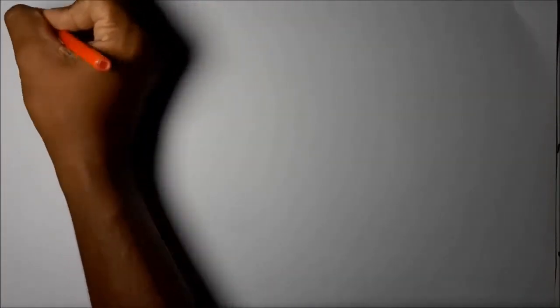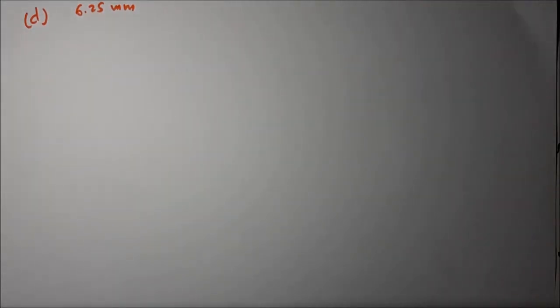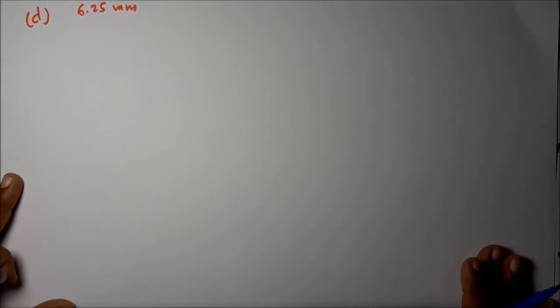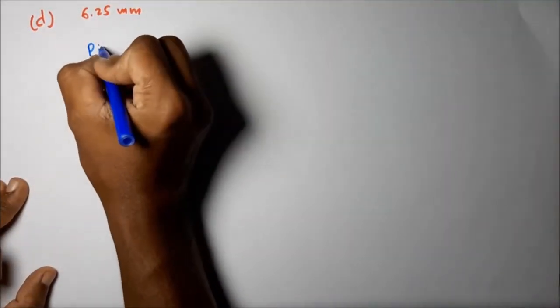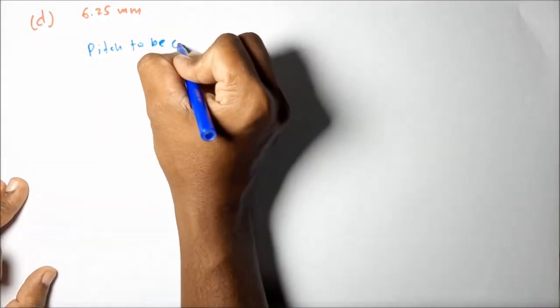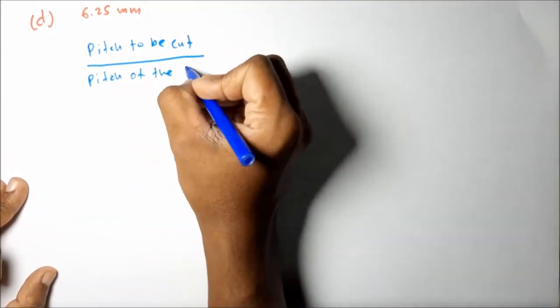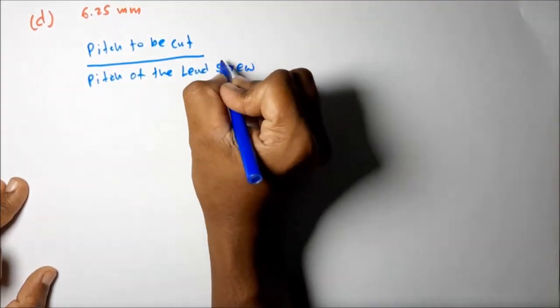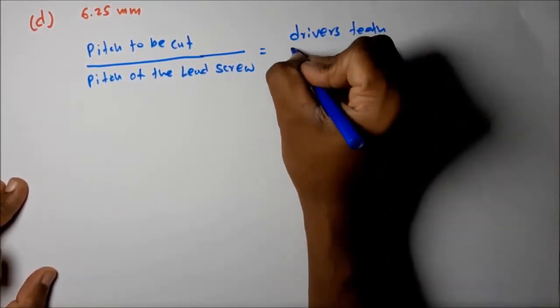Okay, let's take the last one also. Then in the last one, pitch to be cut is 6.25 millimeters. What is our equation? Pitch to be cut divided by the pitch of the lead screw is equal to driver's teeth divided by driven teeth.